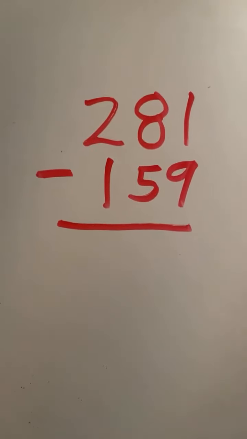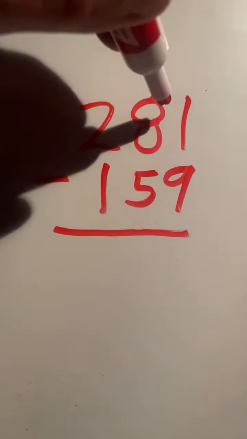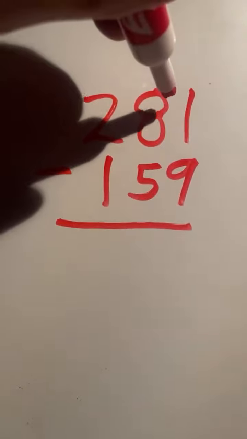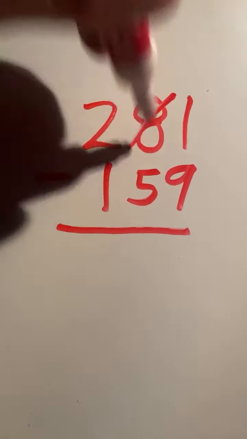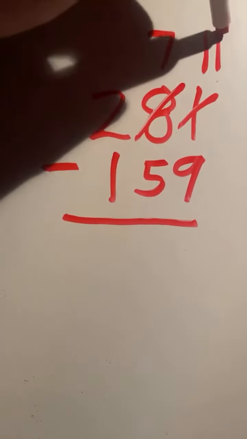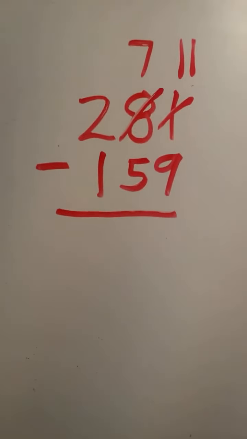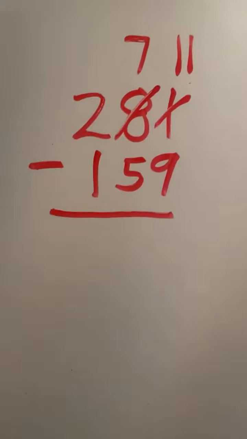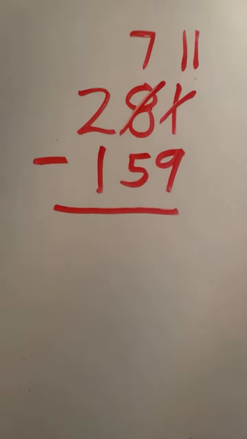So we have to take away one from the tens place and add 10 to the ones place. So the 8 becomes a 7 and the 1 becomes an 11. Back in the 90s and early 2000s, we used to call this borrowing, but it's not really borrowing because we do not give it back.